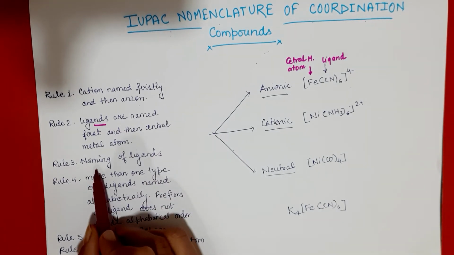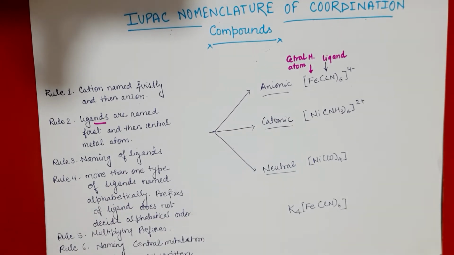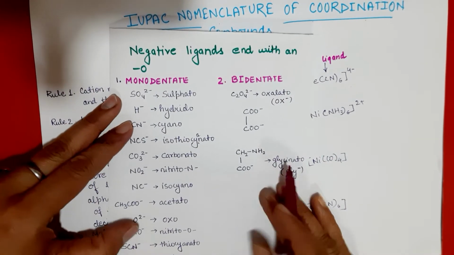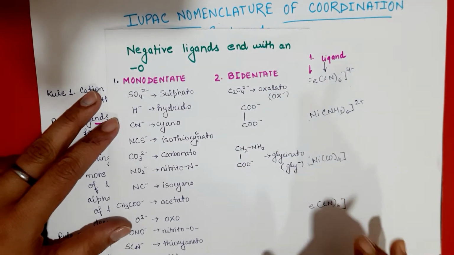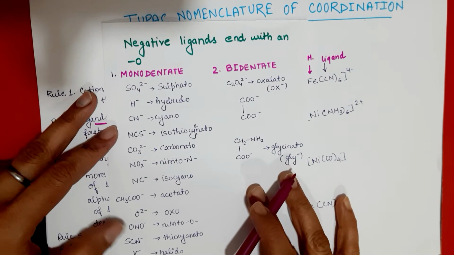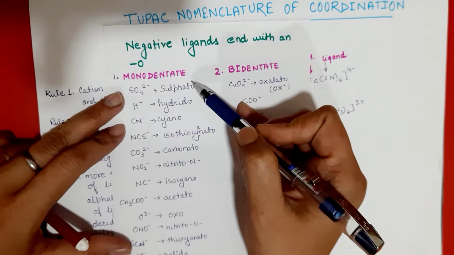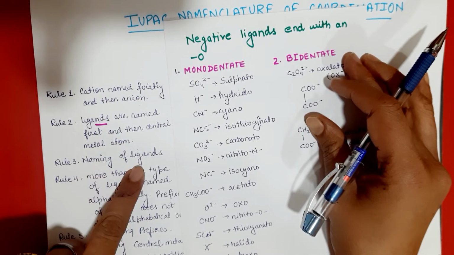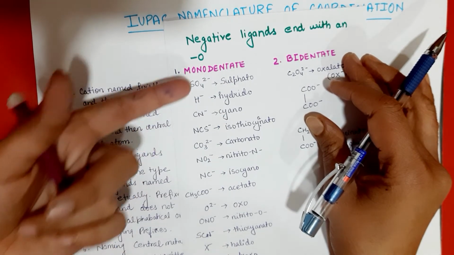The third rule is the naming of ligands. Naming of ligands is very important, and for that you have to learn a chart which I am showing you right now. There are different types of ligands: negative ligands, neutral ligands, and some positive ligands are also there, but in your course only negative and neutral ligands you have to remember. The ligands are monodentate and bidentate. So in naming of ligands you have to learn the names of these ligands.